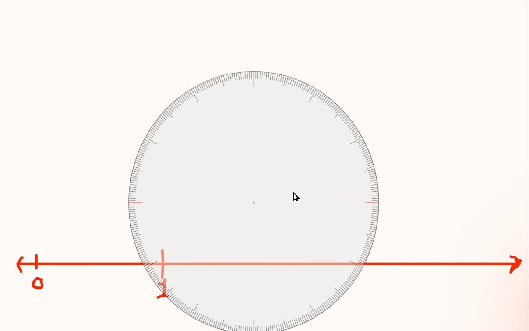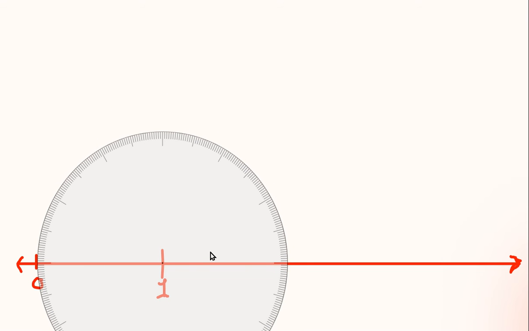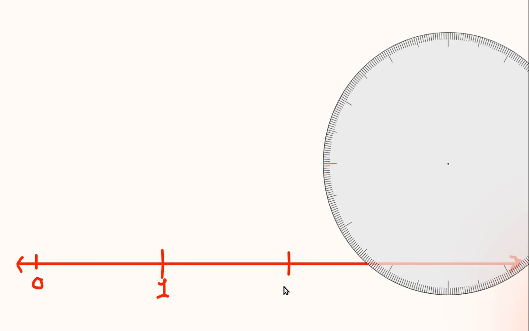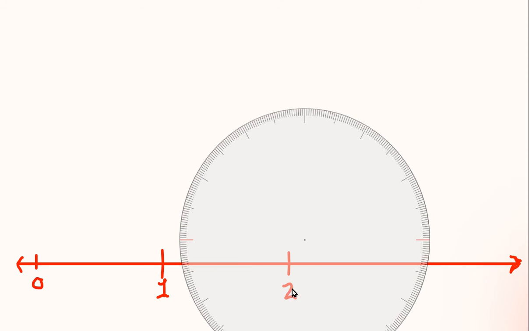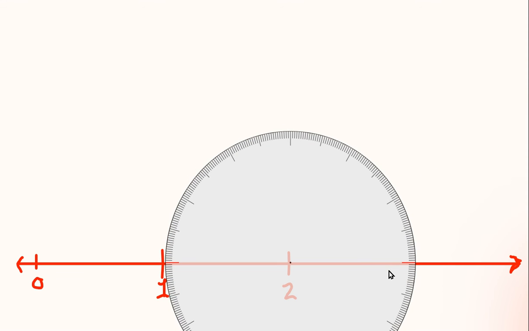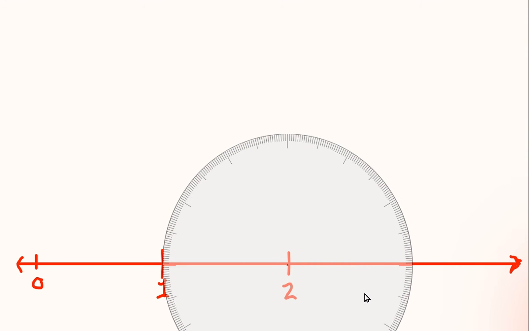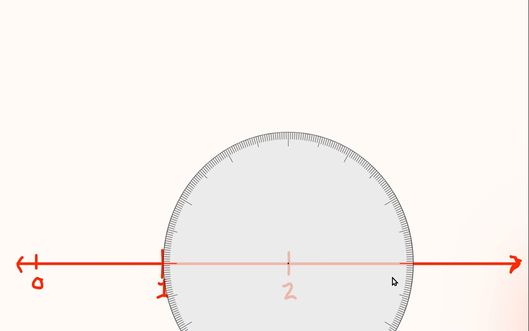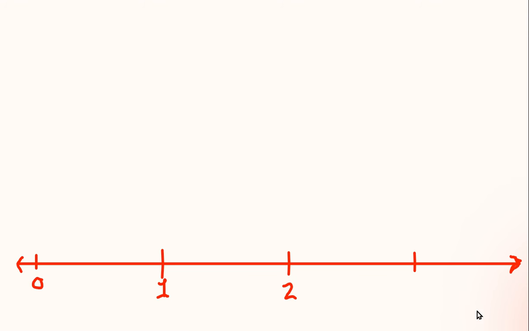Okay, with the same radius mark point 2. Okay, this is 2, and again in the same way mark 3 and so on. So this is point 3.